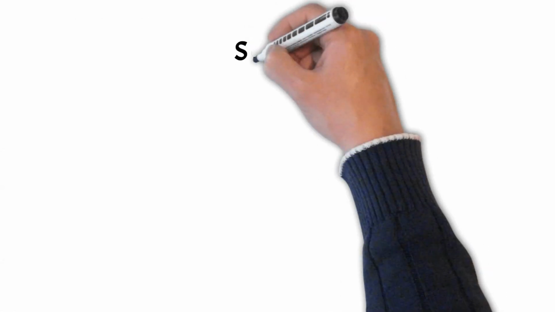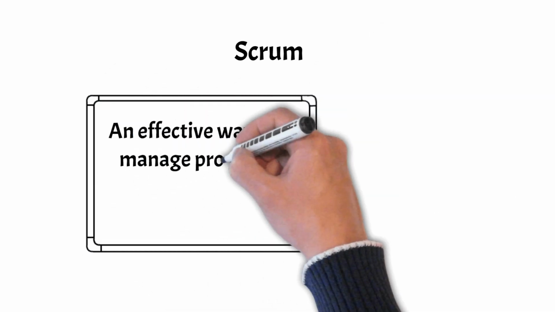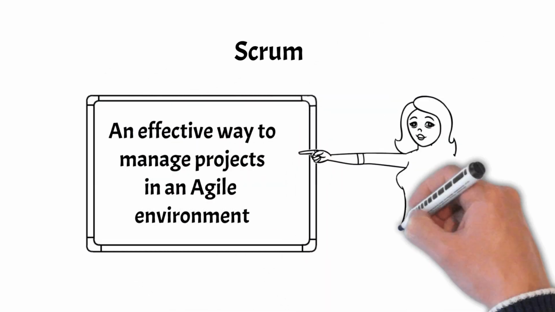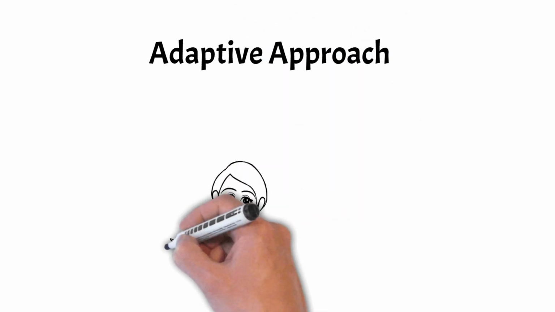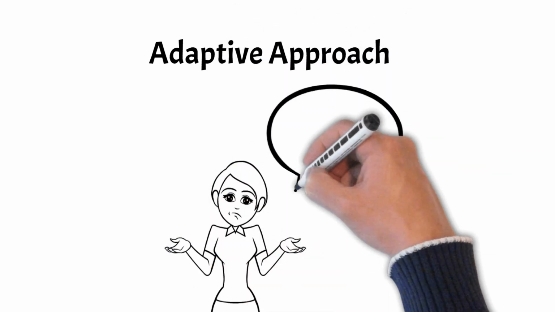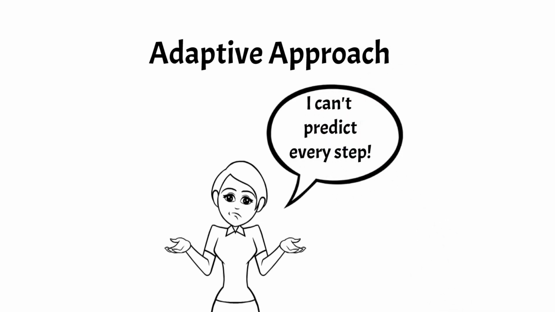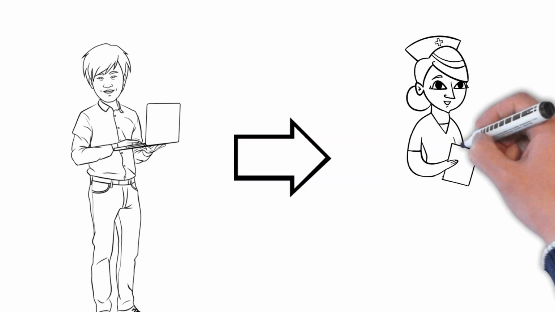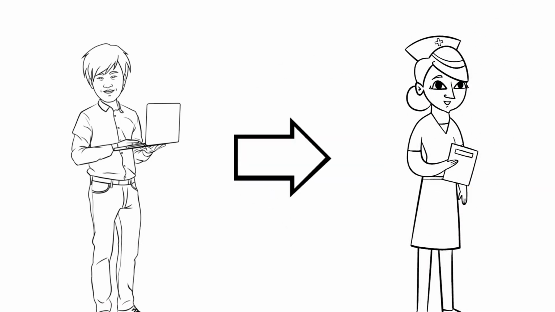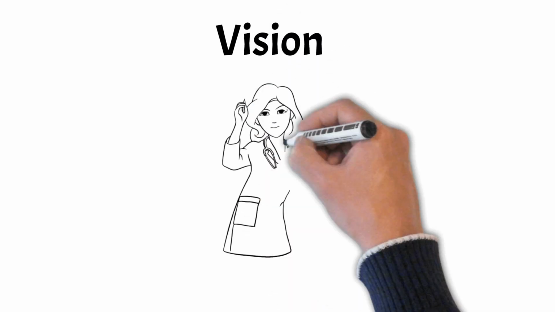Scrum is a very effective way to manage projects in an agile environment where an adaptive approach is useful and not every step in the project cycle can be predicted in advance. It is a methodology that started with software development and has proven very effective in managing healthcare projects. Scrum begins with a vision.